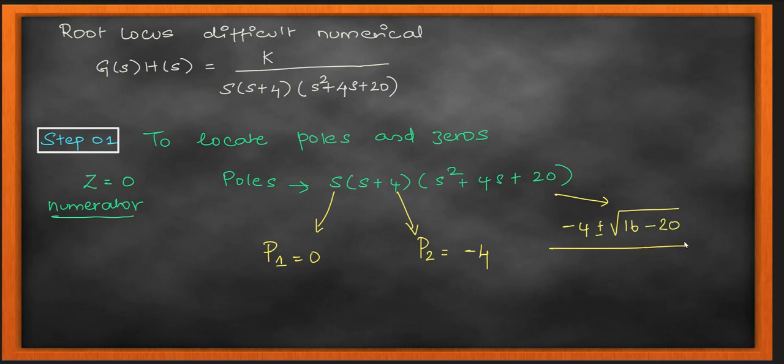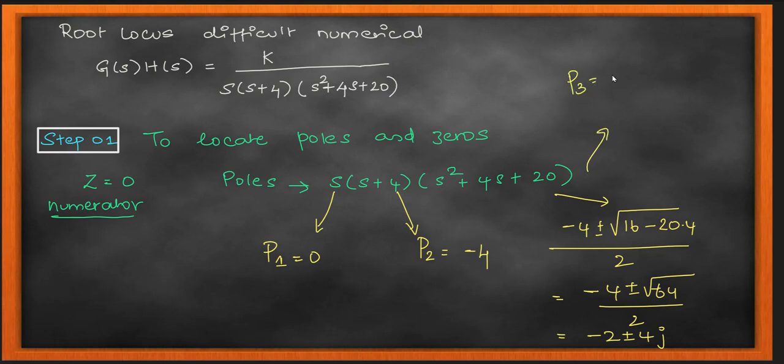So now my P1 equals 0, my P2 equals minus 4, and then my P3 and P4. I can find the poles, which are computed as the roots of that polynomial, by making it equal to 0. Then I get s equal to 0, s equal to minus 4, and for the quadratic roots I do the quadratic factorization, and I get my P3 and P4 to be minus 2 plus 4j and minus 2 minus 4j. Alright, so that is for P1, P2, P3 and P4.